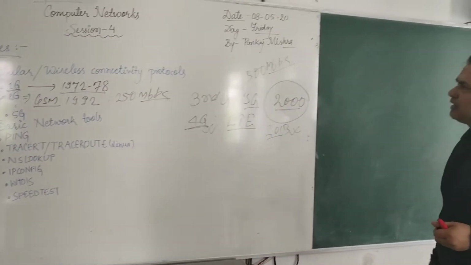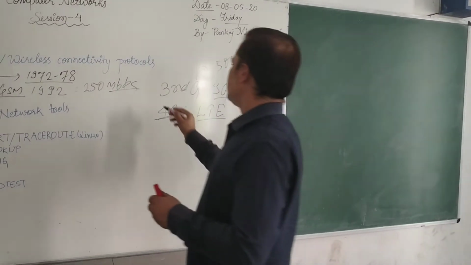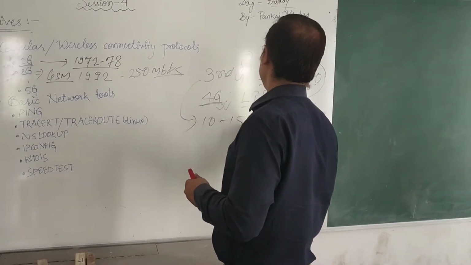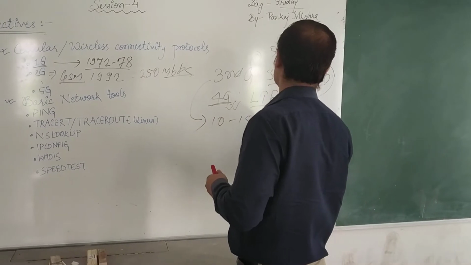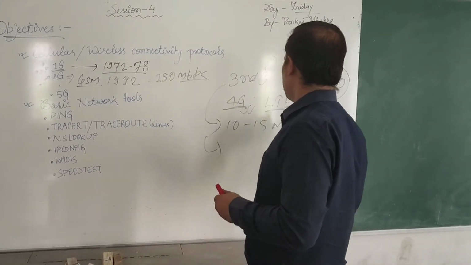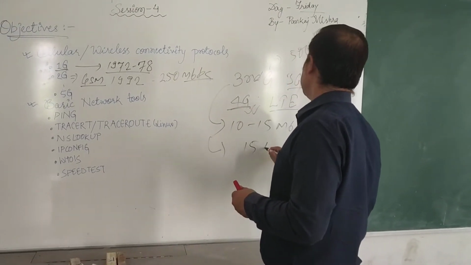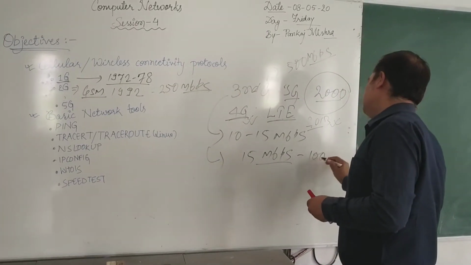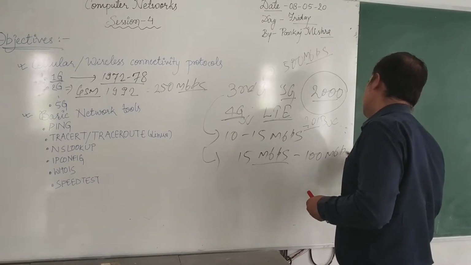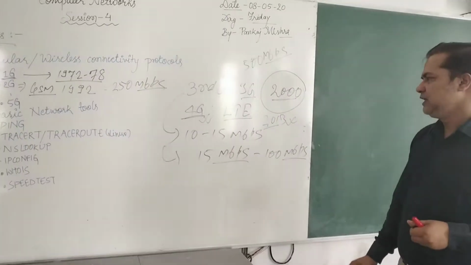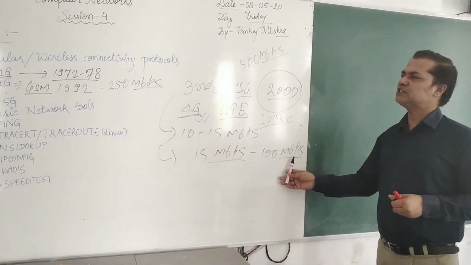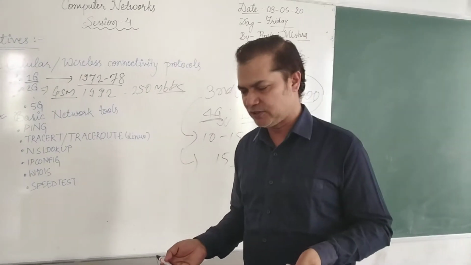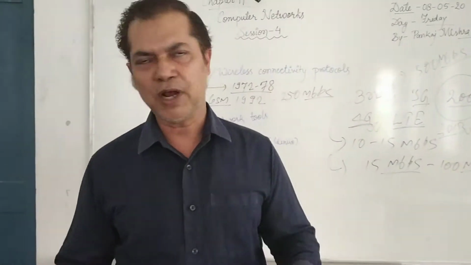Mbps, megabit per second, and likewise in third generation it is 10 to 15 Mbps, and in fourth generation it is now more than 15 Mbps. Even it can go to 100 Mbps depending on the technology or the provider or ISP. So up to 100 Mbps data can be transferred in the fourth generation.